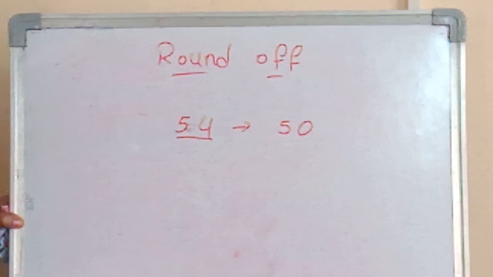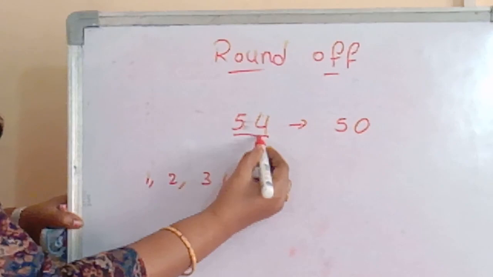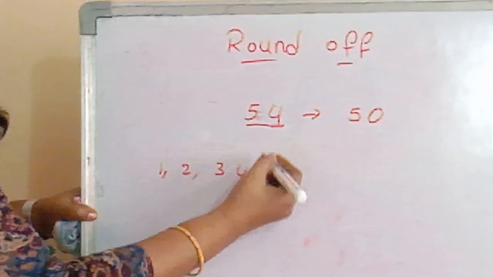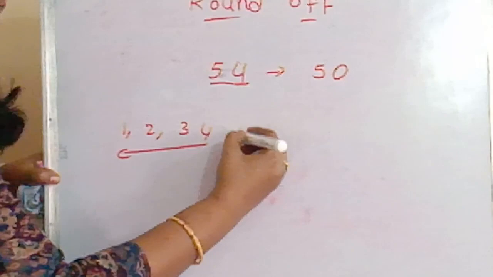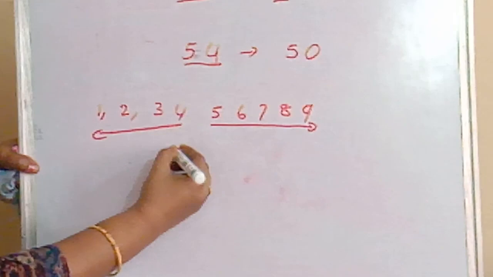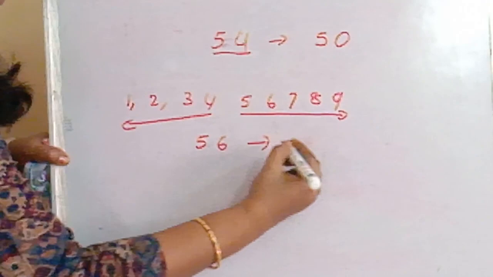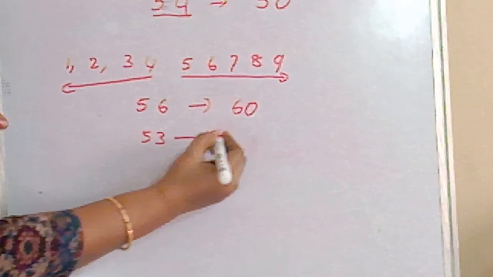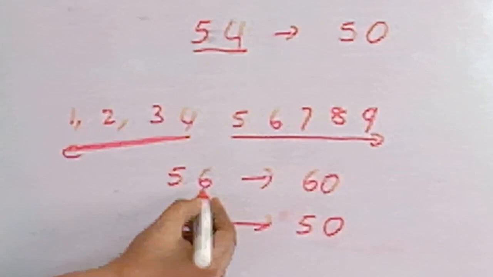See, check the last digit, which is 4. Since it is less than 5, we can round off to the lesser number. If it is 5, 6, 7, 8 or 9, which is greater than or equal to 5, you can round off to the greater number. Suppose I have 56, we can round off to 60. If it is 53, we can round it off to 50. That means the lesser number.